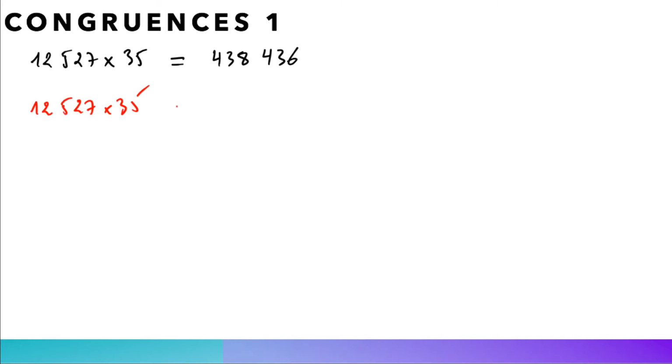To see this, let us suppose we have done the multiplication 12,527 times 35, and that we've got as a result 438,436. Reducing everything modulo 9, one finds that this computation is congruent to (1 plus 2 plus 5 plus 2 plus 7), all multiplied by (3 plus 5), modulo 9.